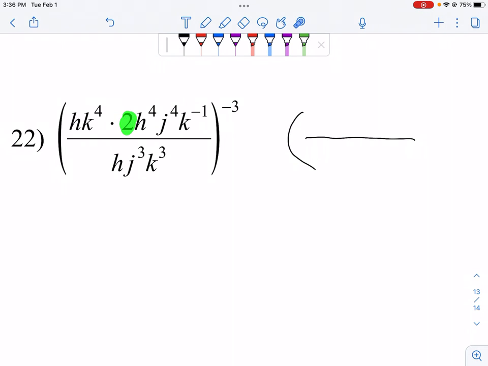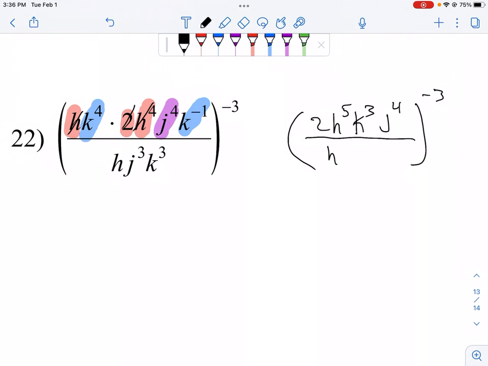I'm going to go with 2, not changing. So use that 2. H1, H4 would make H5. I use those. K4, K negative 1 would make K3. And J4 is just going to stay J4. I also have H, J to the 3rd, K to the 3rd in the denominator.